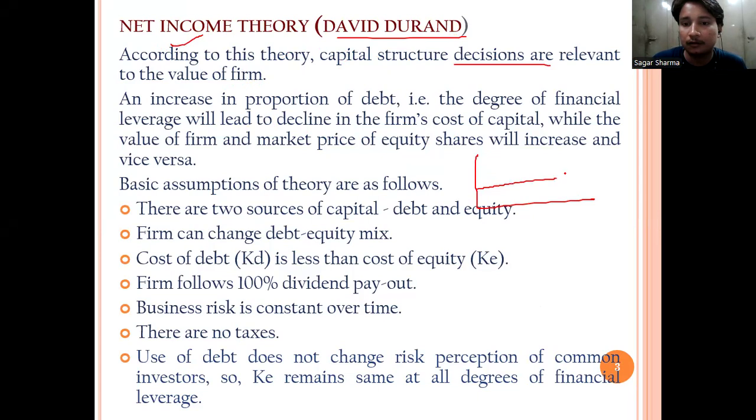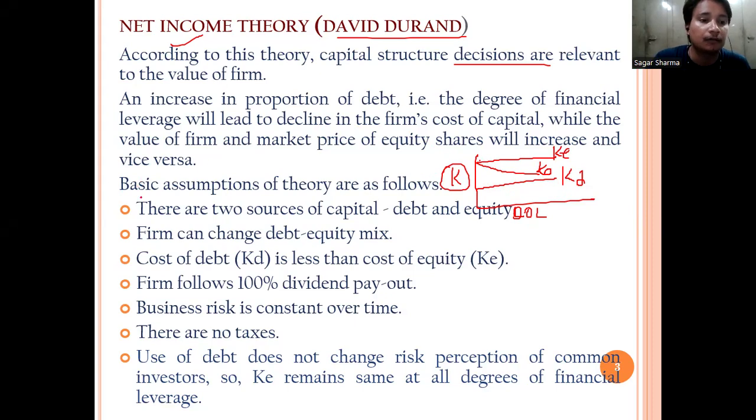Here is the cost of debt, and this is cost of equity. And the theory is saying here we will take degree of leverage, and here is the cost of various components. The cost of capital will reduce when you will increase the degree of leverage. In simple words, when you will increase the debt proportion in your capital structure, as a result, it will reduce your overall cost of capital.